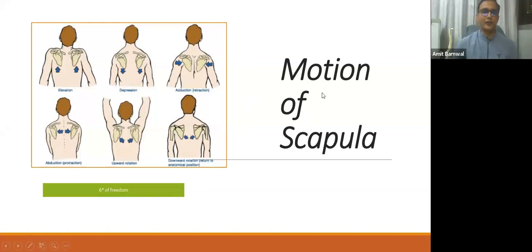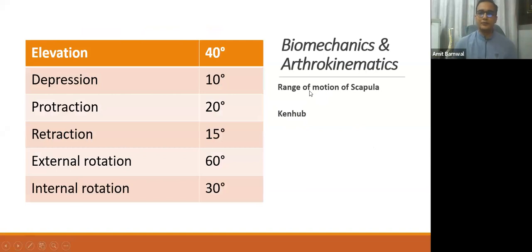So we are moving on. What is the range of motion of the scapula? For elevation, we get 40 degrees of motion. For depression, it's 10 degrees. For protraction, it is 20 degrees, and for retraction, it is 15 degrees. For external and internal rotation, it is 60 and 30 degrees respectively.